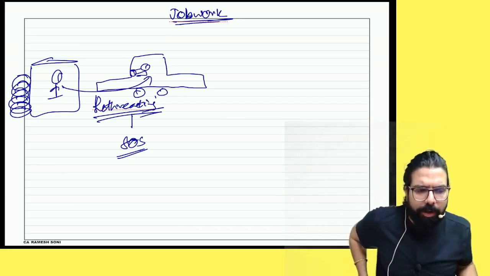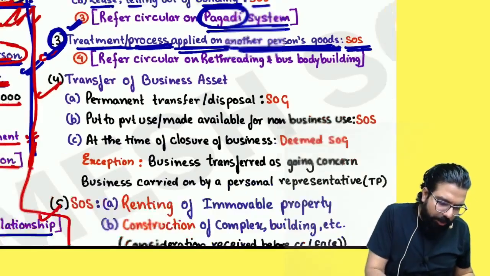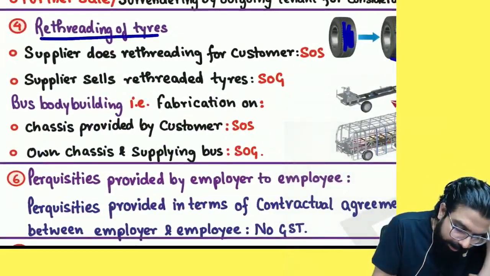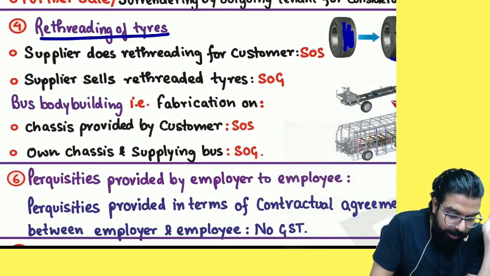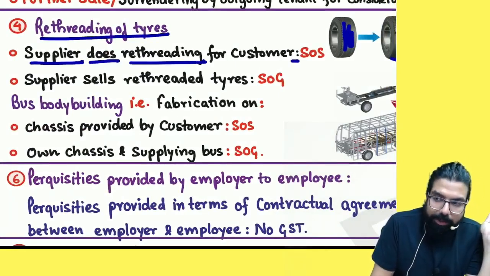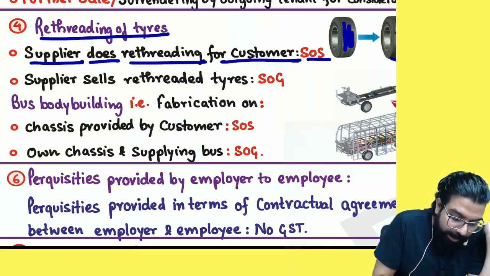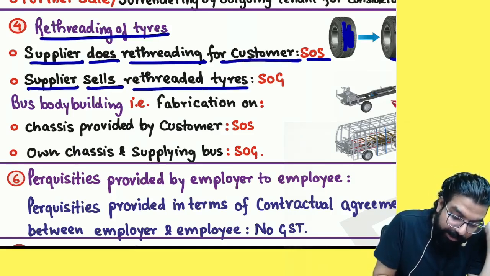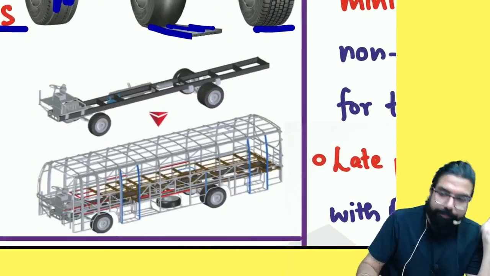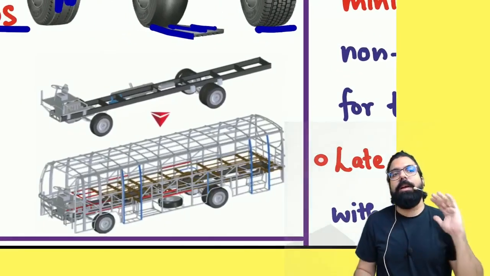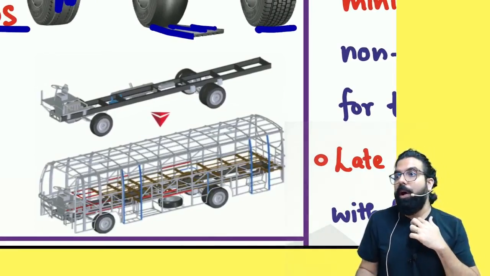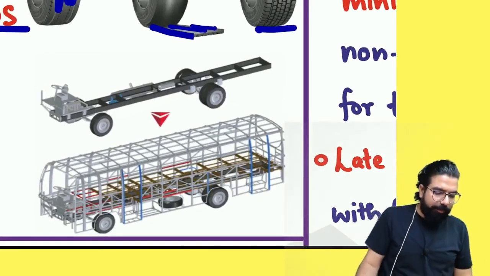Sure, everyone. See, this has been told over here in the circular. Rethreading of tire. Supplier does rethreading for customer. It is always supply of. Supplier sells rethreaded tire. It is always supply of. So I'll ask you one more question. People, are we clear with this point? Are we all clear? Can I go ahead, everyone? Everyone over here now, listen.